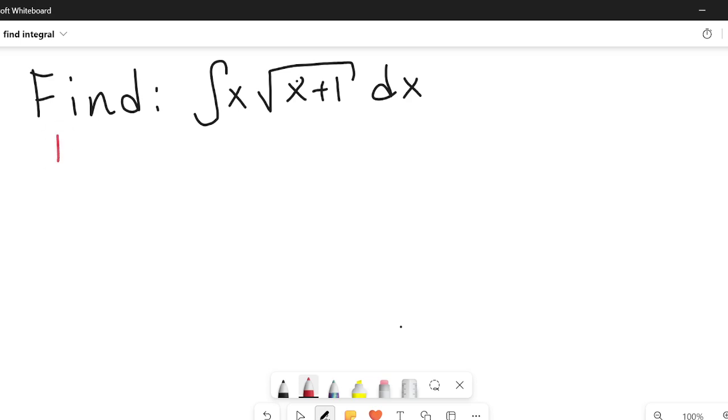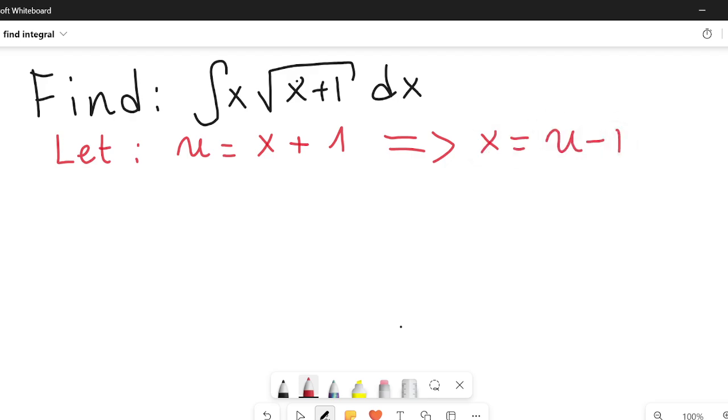So let's write: let u be x plus 1. As a result, x will be u minus 1. And if we differentiate this, dx will be du.